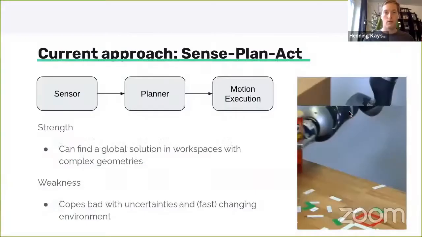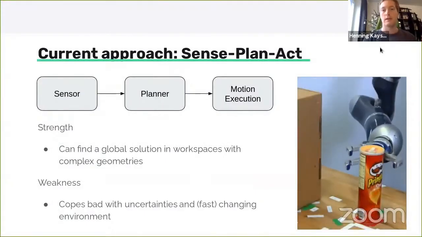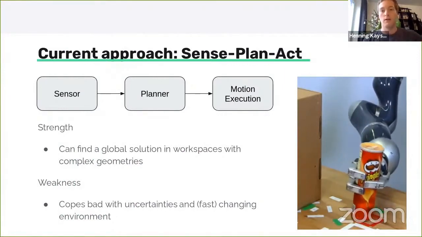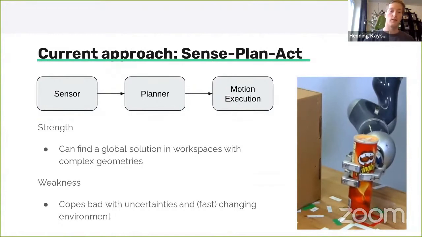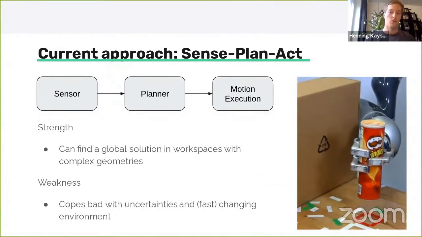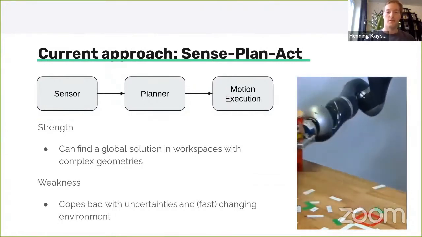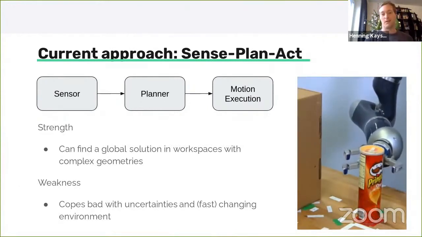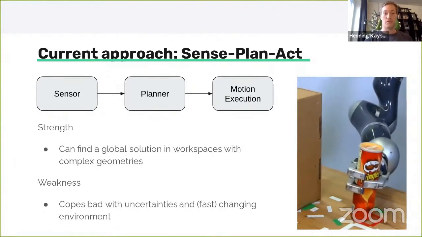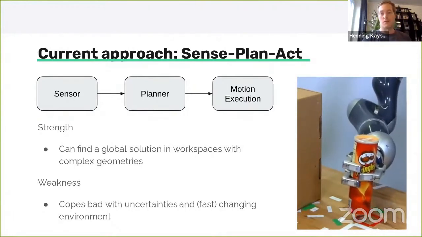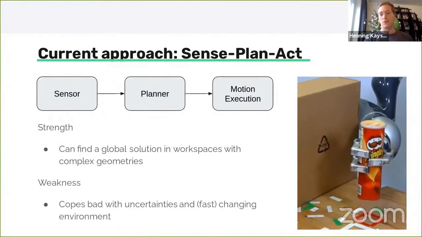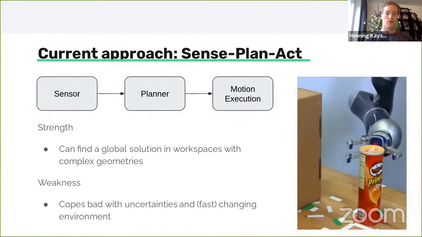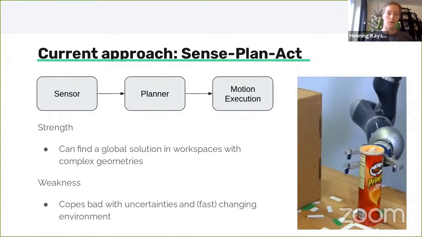In MoveIt, the current approach is a sense-plan-act approach. So you have a scene, you plan a motion, and then you execute the motion. You assume that the scene doesn't change while you move. As you see on the right, this doesn't work well if the scene changes. You run into collisions if a collision object is invalidating the trajectory. So this is a really common problem, and there are some approaches to solve this problem with replanning, but this was always really limited by the performance of your architecture.